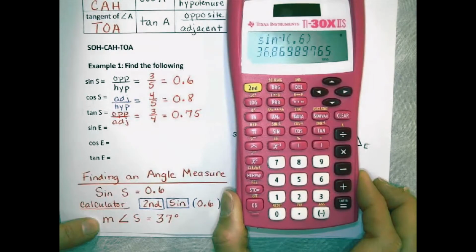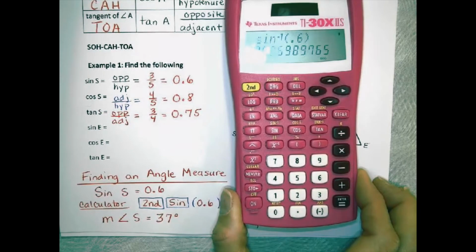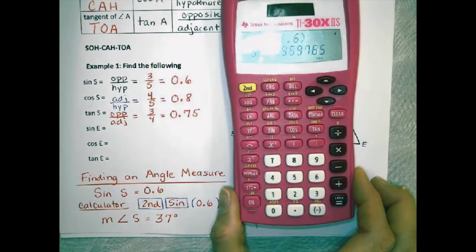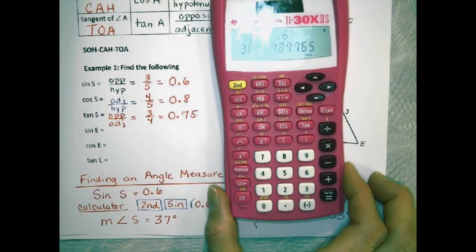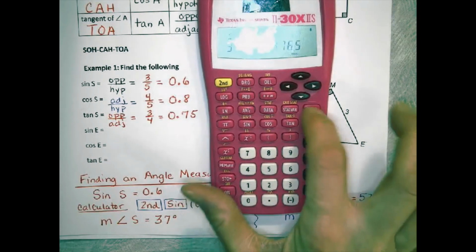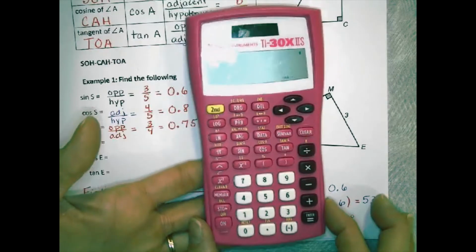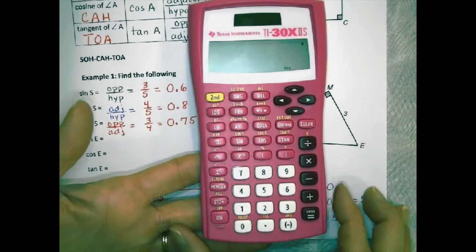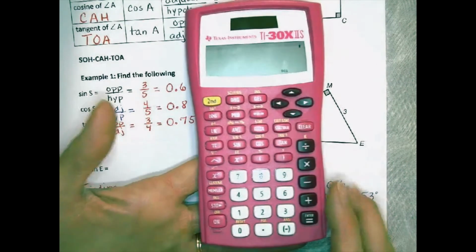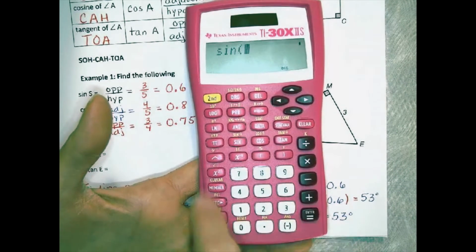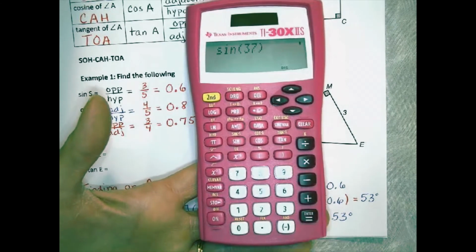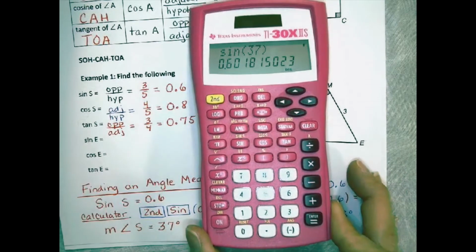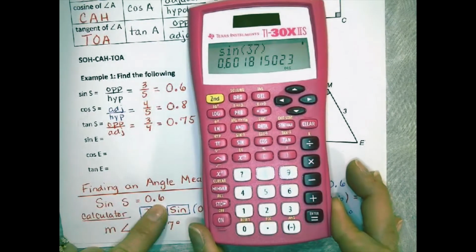If I knew what the angle was and I wanted to find out what the sine is, I would use the sine button without the second. So for example, I could clear this and I could say that I would like to know what is the sine of an angle that is 37 degrees. I would do sine, my parentheses pops up, I put in 37, close my parenthesis, and I get 0.6018. So it doesn't match our 0.6 exactly, but you can see that we were rounding a little bit. Okay?